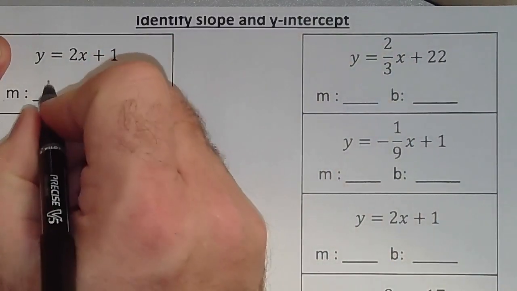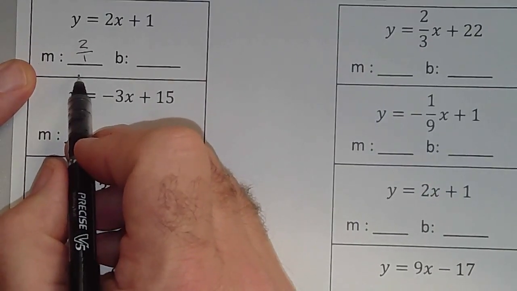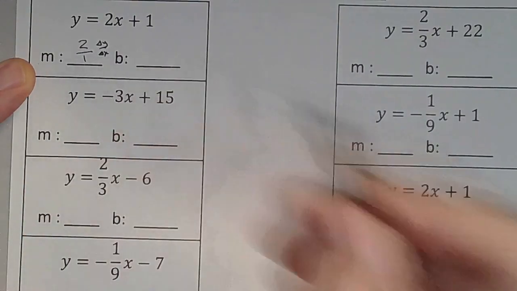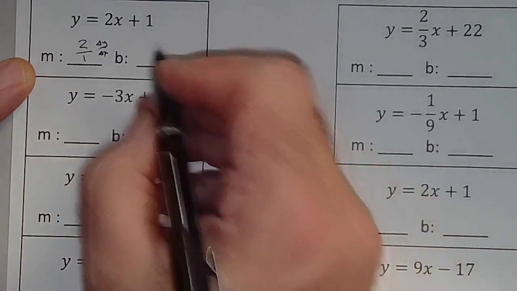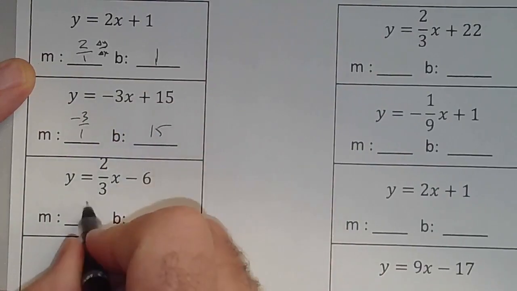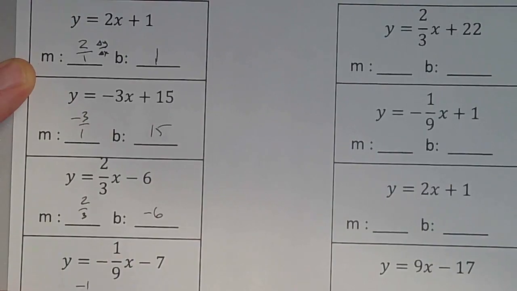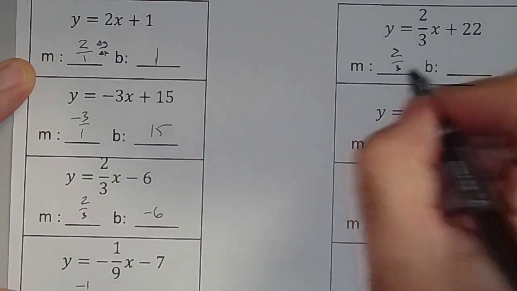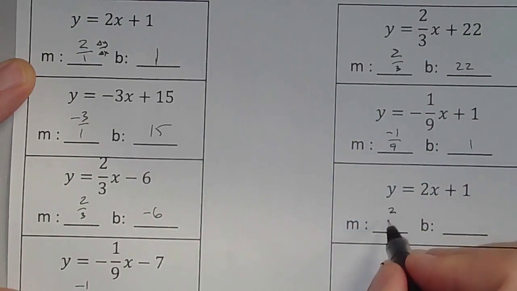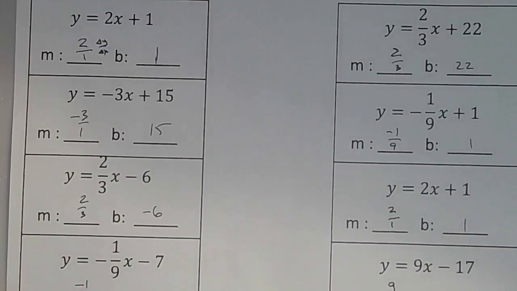So you have unpaused to get 2 over 1. Does it have to be a fraction? No. It doesn't have to be a fraction, but I wrote it as a fraction just to remind myself that it is a vertical change over a horizontal change. Change of y over change of x. And then positive 1 here. Negative 3 over 1, positive 15. Positive 2 over 3, negative 6. Negative 1 over 9, negative 7. 2 over 3, positive 22. Negative 1 over 9, positive 1. 2 over 1, positive 1. 9 over 1, negative 17. Check and see how you did.